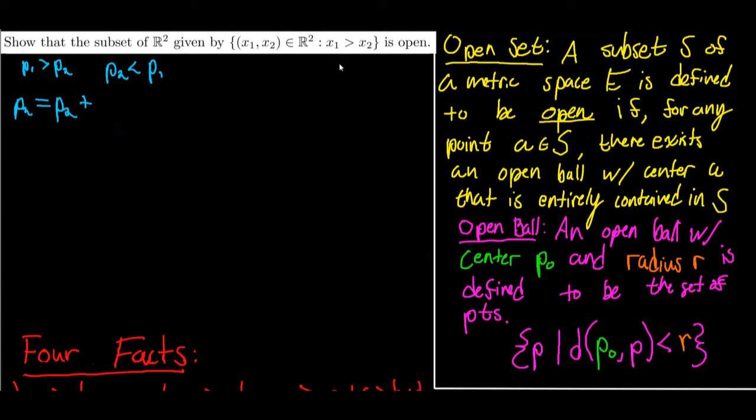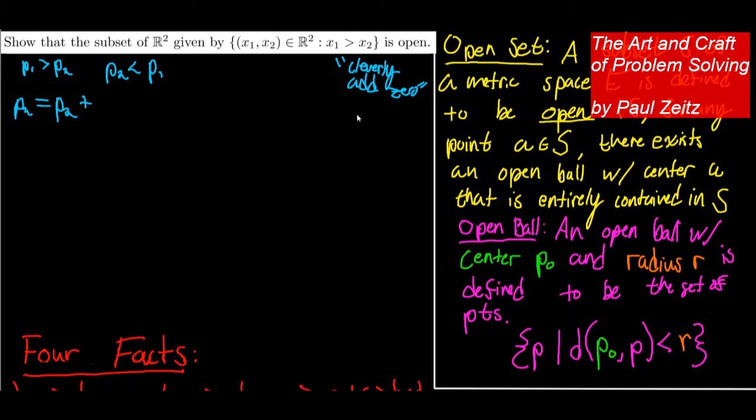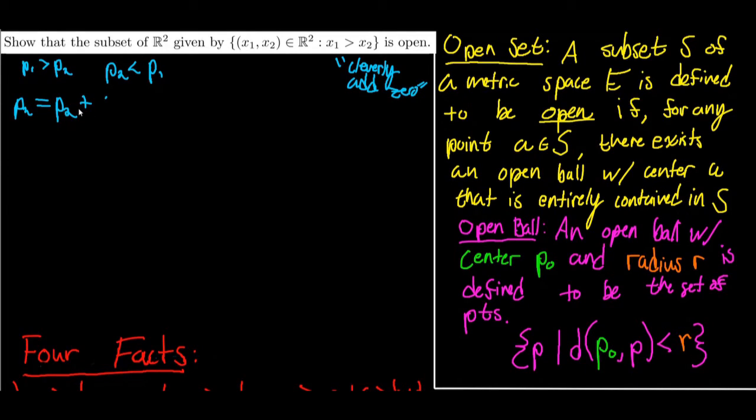I don't mean to boast or anything, but the reason I'm saying "cleverly add 0" is that it's a term from Paul Zeitz's book, The Art and Craft of Problem Solving. I encourage you to check out that book whenever you get the chance. It's a great book for problem solving and proofwriting. But remember, p2 is equal to p2 plus p1 minus p1.